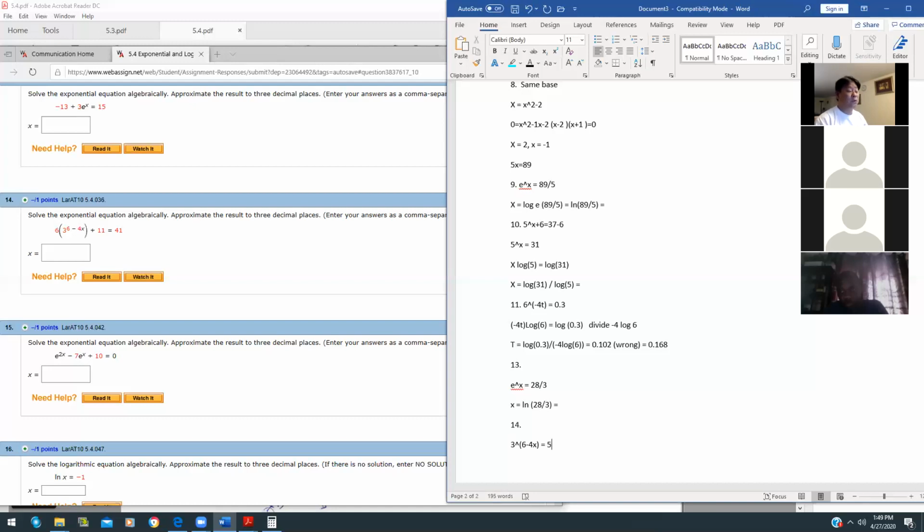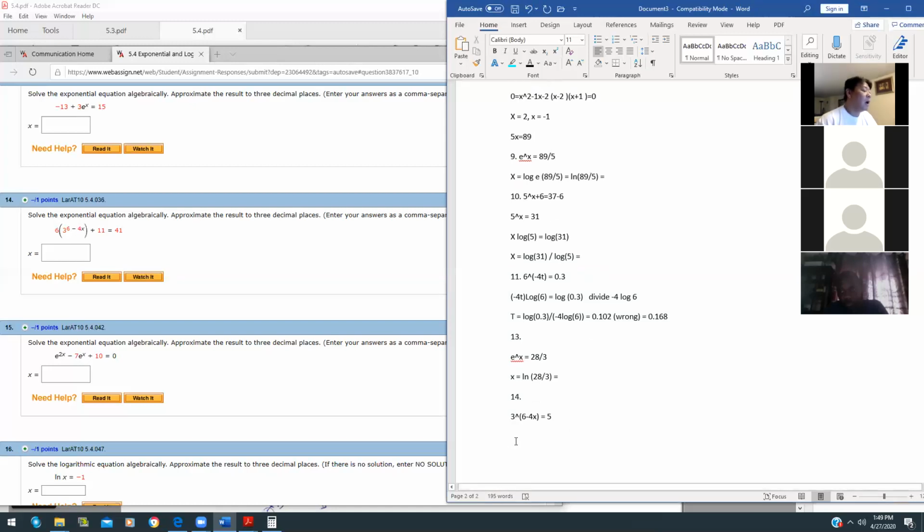That is the first step to do. Do not distribute. We never distribute when you solve this. We never distribute anything at all in this 5.4. Next, how do we get rid of this power? We log both sides. So when you log both sides, you will have to bring down your power.